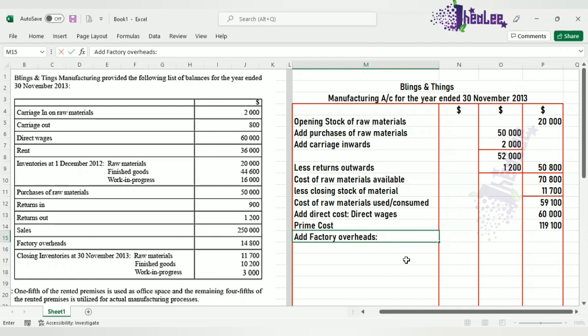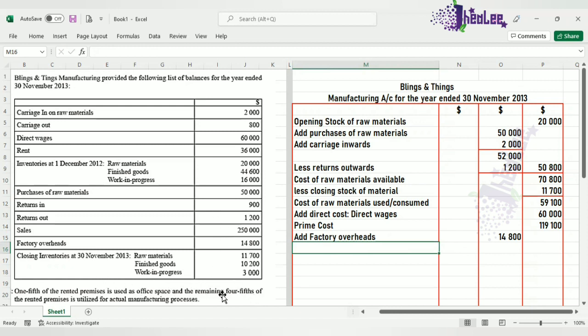Okay, so that would be closing stock of raw material and closing stock of work in progress. Now, our factory overheads coming from the question, we have factory overhead of 14,800, and we also have another factory overhead, which is the rent. And remember, the rent figure must be apportioned between the office and the factory.